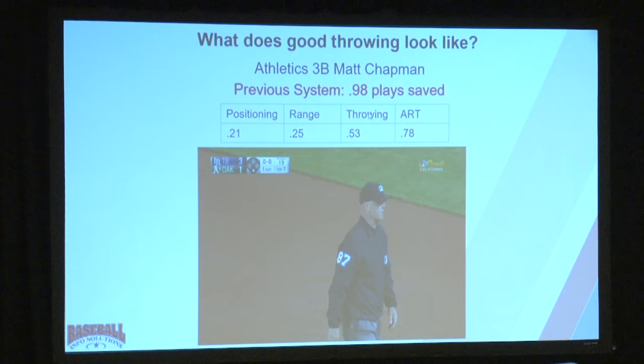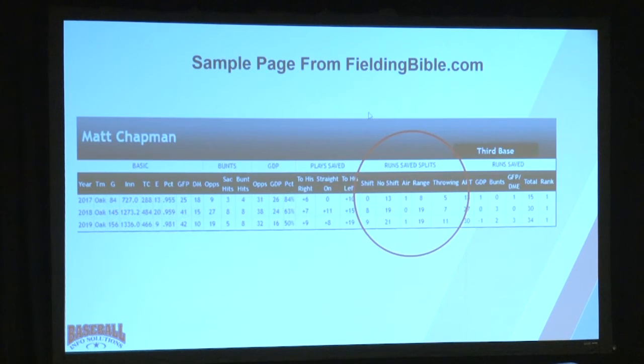He was positioned in a way that allowed him to get to the ball. So the team is getting credit for putting him in that spot down the line and the ability to make that play. Then he gets a small chunk of credit for range because he was able to get to the ball from where he was standing. And the bulk of the credit, 0.53, is a pretty good value for throwing that we don't typically see in our system. That was a heck of a throw to get the runner at first base.